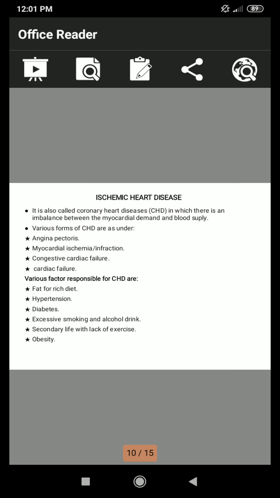Then next is ischemic heart disease. Ischemic heart disease is also called coronary heart disease or CHD, in which there is an imbalance between myocardial demand and blood supply. The most common cause of ischemic heart disease is the reduction in coronary artery blood supply due to arteriosclerosis. The various forms of CHD are as under.